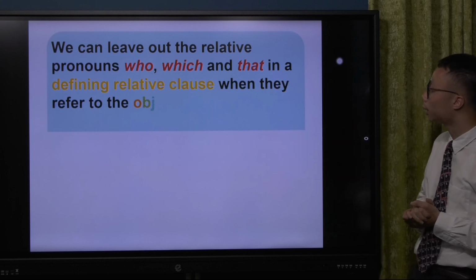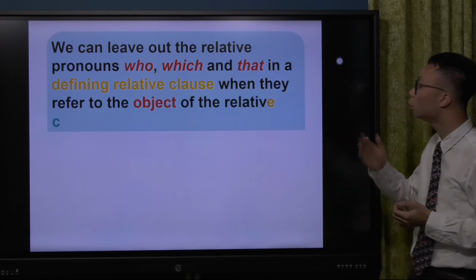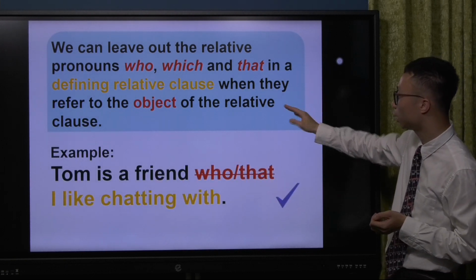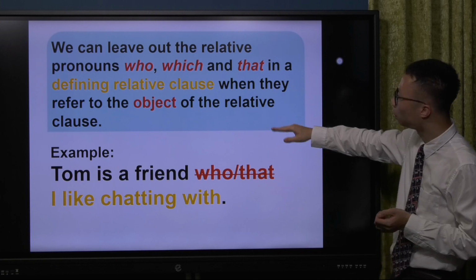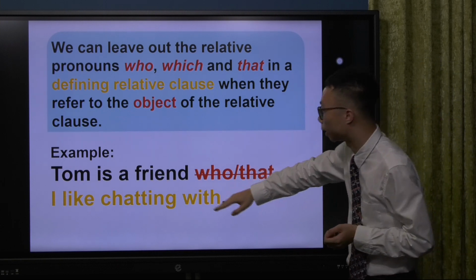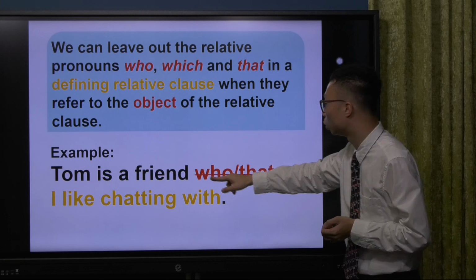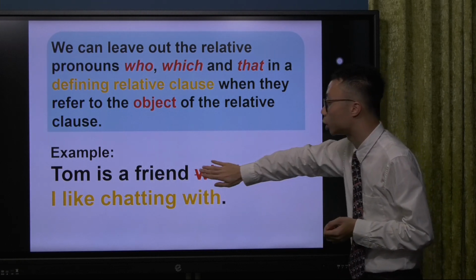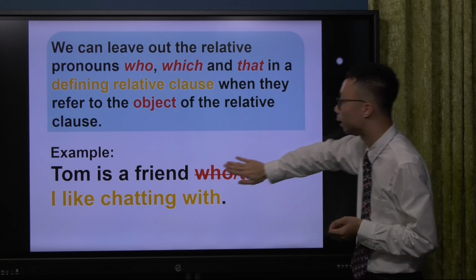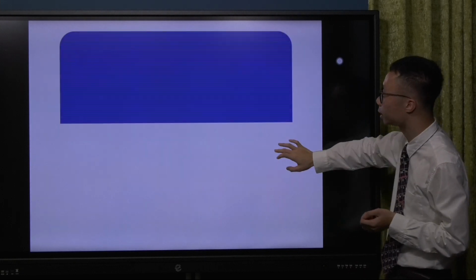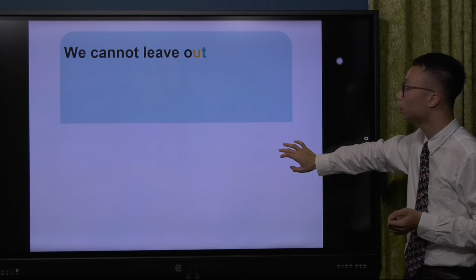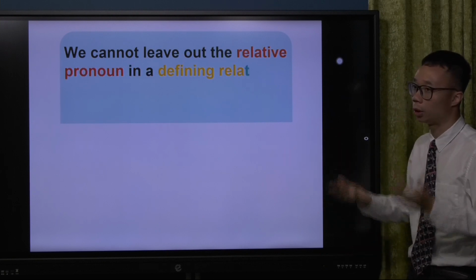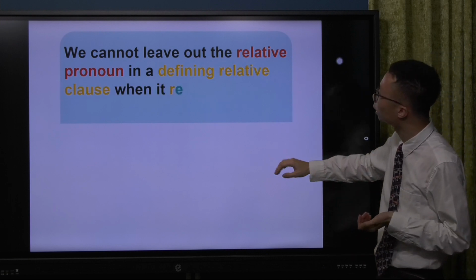And we can leave out the relative pronouns who, which, or that in a defining clause whenever we talk about the object of the relative clause. That means that Tom is a friend who I like chatting with. We can just remove that and it still makes sense. That is a quick checking note, so we know we use it correctly.